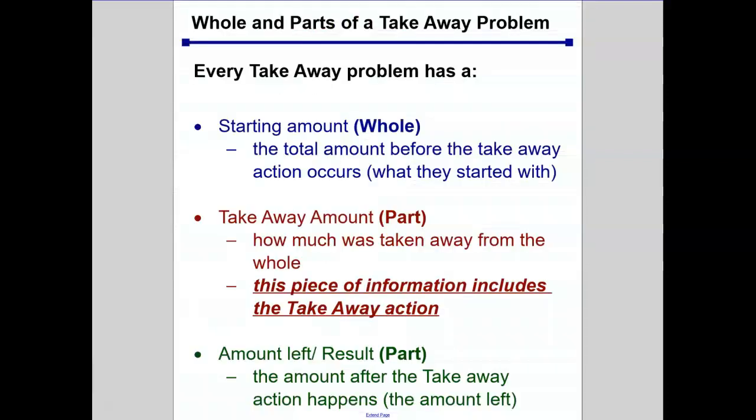So you guys know in takeaway, the starting amount is the whole, which you guys know from looking at your reference that it goes on top. The starting amount is the total amount that we've started with before the takeaway action happens. Then there's the takeaway amount. And this is easy to identify because it's included in the takeaway action. It's how much was taken away from that whole or total. Last, there's the amount left. That's the amount that we have left over after the takeaway action happens.